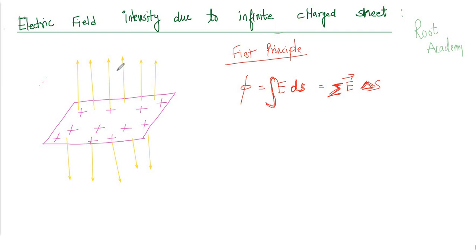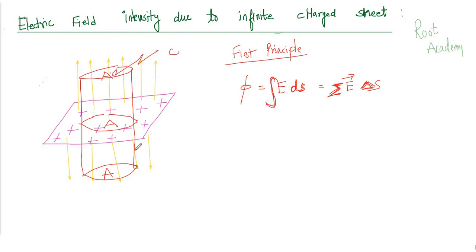So for this, let's apply a Gaussian surface. Again we will take a cylinder of area A, which will cover the area A of the sheet. Top and bottom area is A. Okay. So we know that the flux from the top surface is, suppose, phi 1, from the side surface is phi 2, and at the bottom surface is phi 3, suppose.